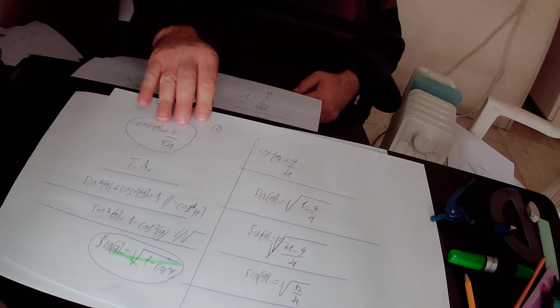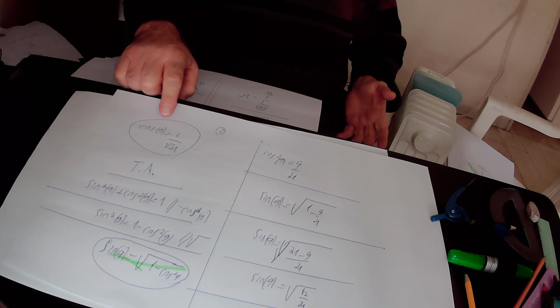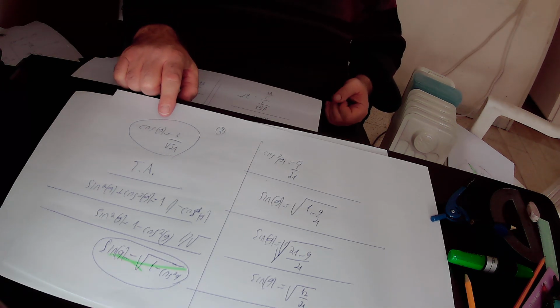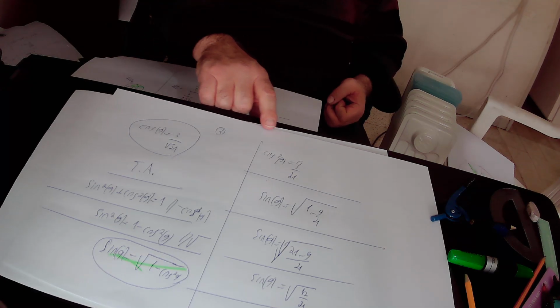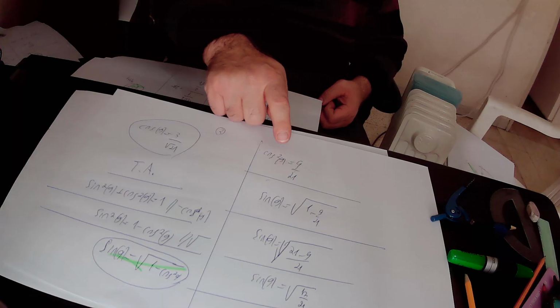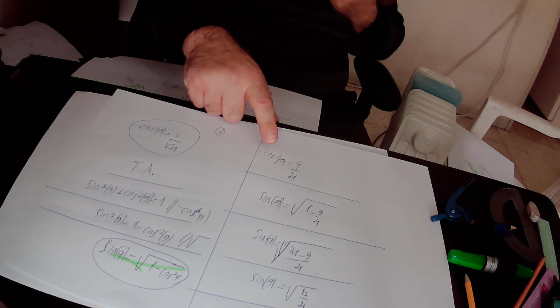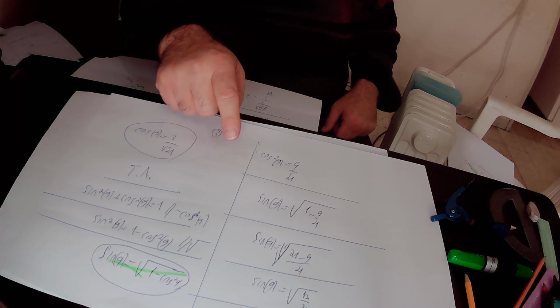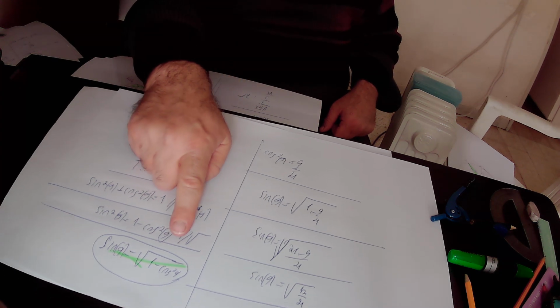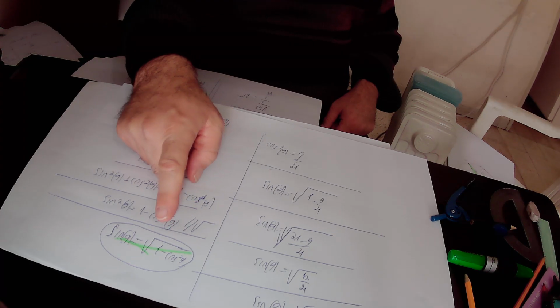But we only found out that cosine alpha equals 3 over square root of 21. So we squared this equation, and we found out that cosine square alpha equals 3 squared, that is 9, over square root of 21 squared, that is 21. So in total we found out that cosine square alpha equals 9 over 21. Therefore we substitute cosine square alpha in this trigonometric identity by 9 over 21.